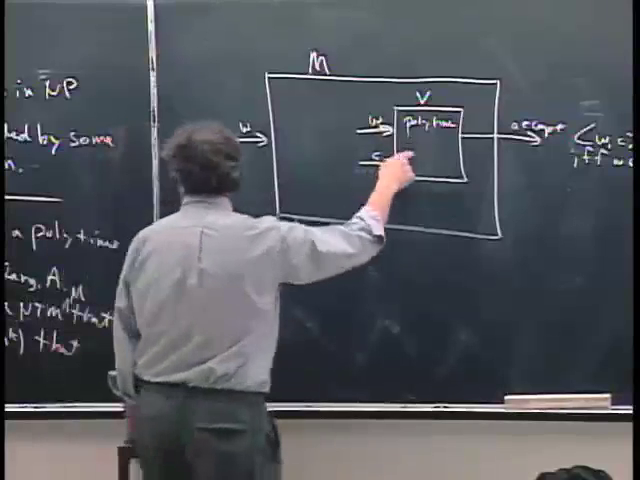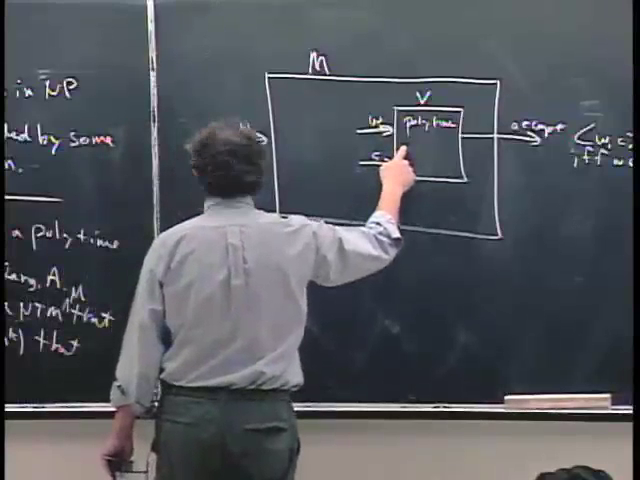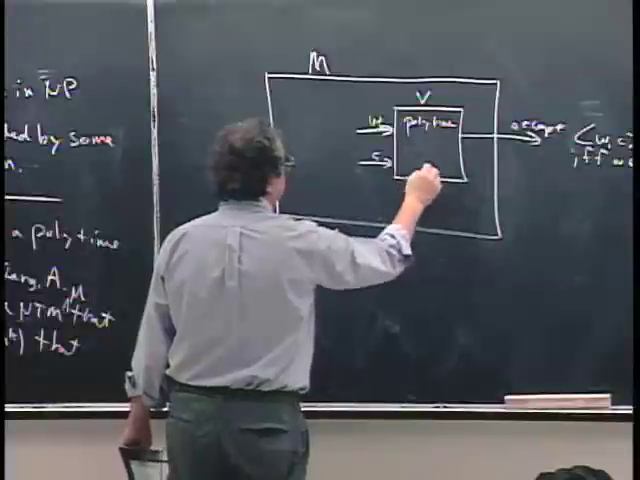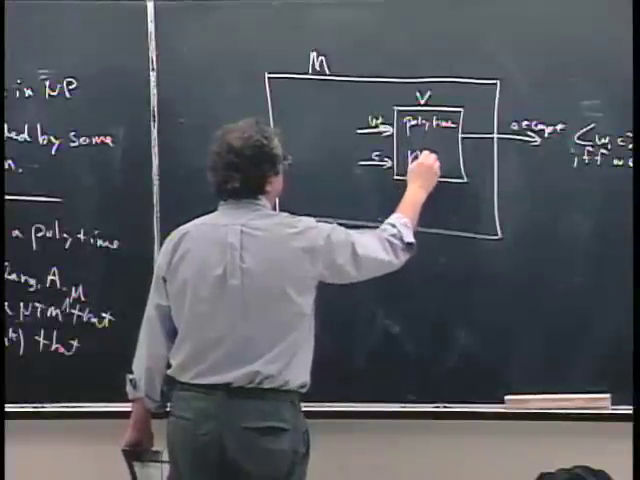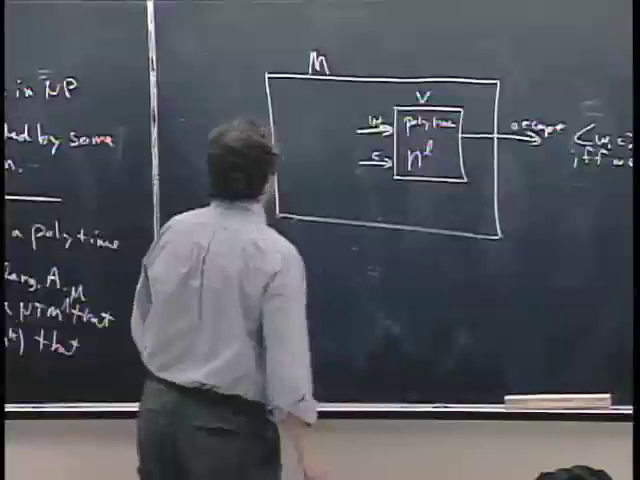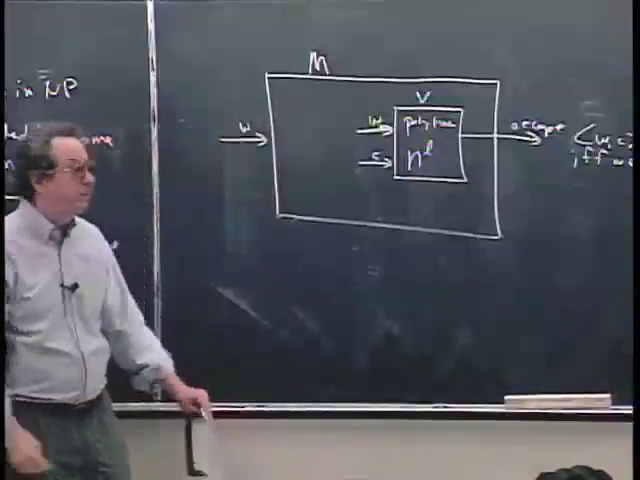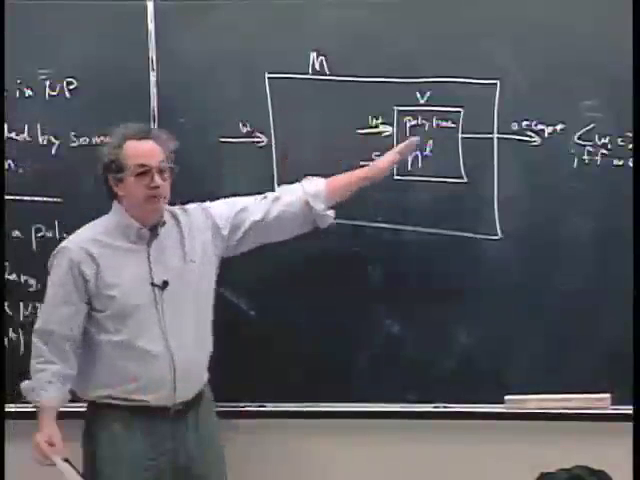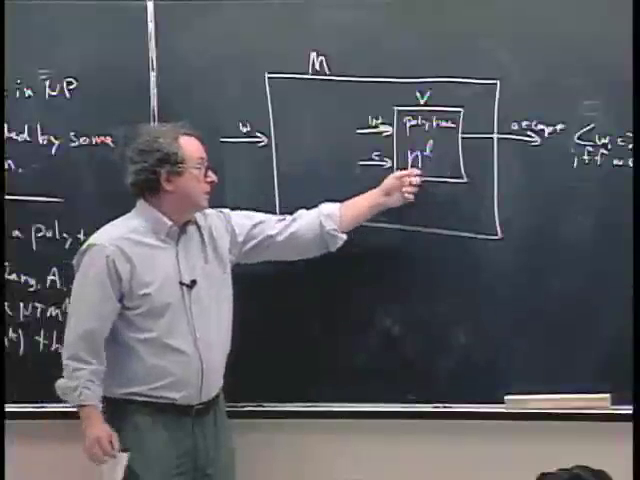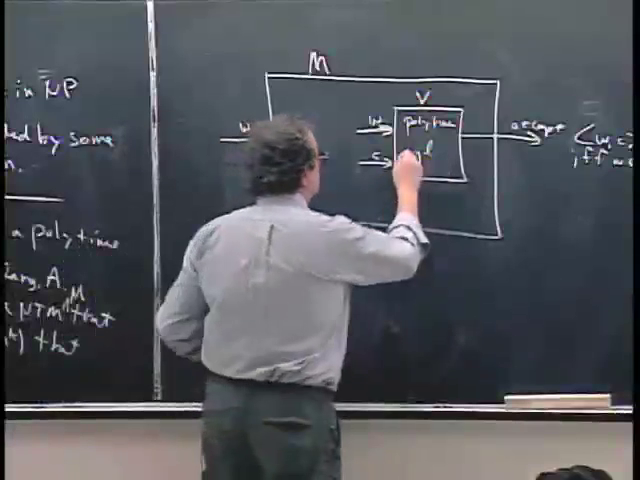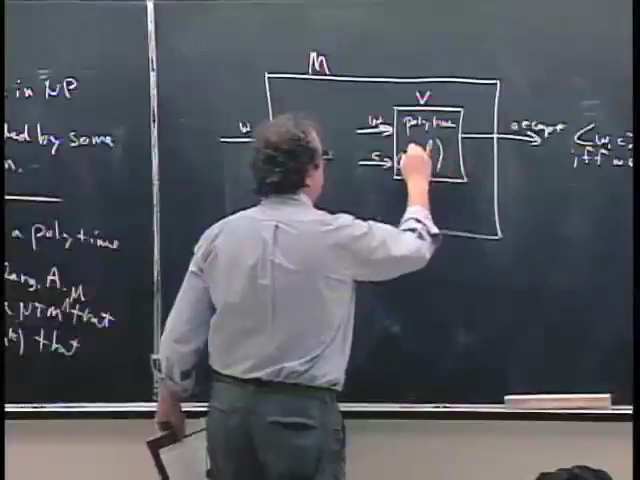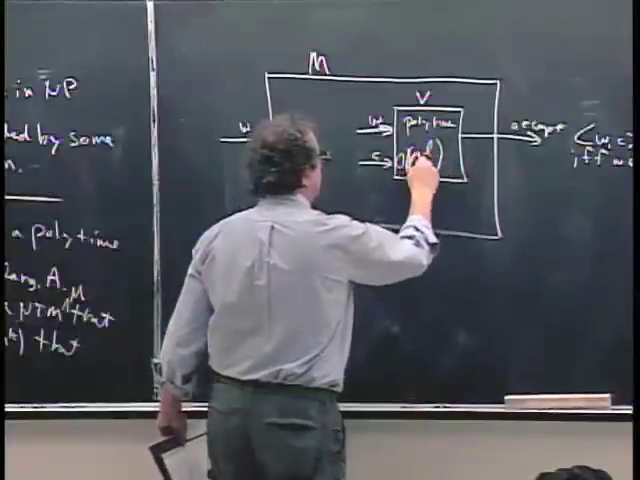Remember this polytime decider, let's give it, what time does it run in? N to the, let's say L, because I already used K as the exponent on what we want for M. So it runs in some polynomial time bounded by N to the L.